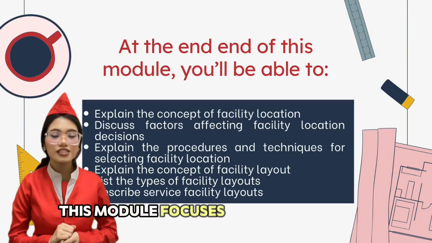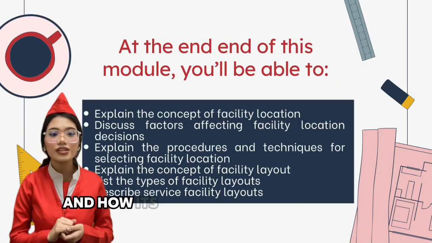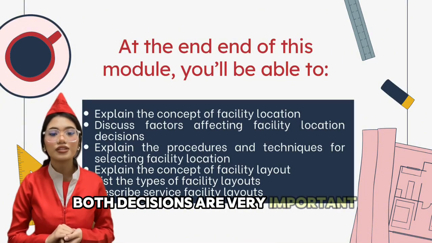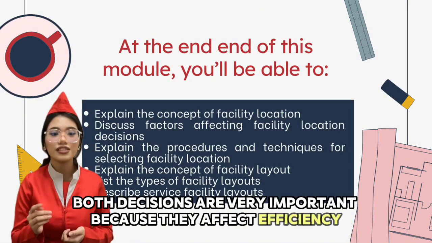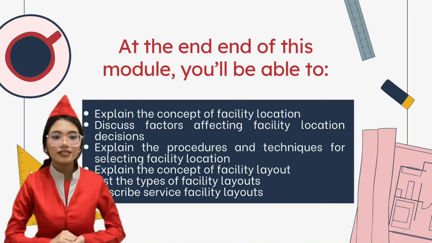This module focuses on two main ideas: where a business should be located and how its internal space should be arranged. Both decisions are very important because they affect efficiency, cost, productivity, and customer satisfaction.